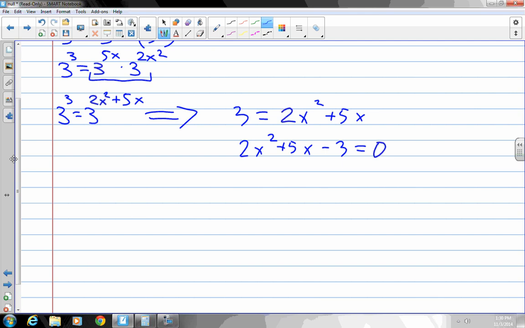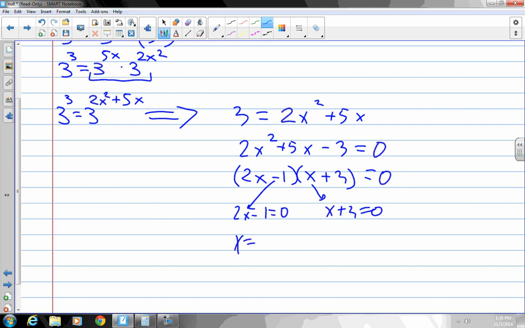I can factor that, I think. We can just guess. Has to be 2x and x. And to get positive 5 and a negative 3, make it minus 1 and then plus 3, so you get 6x minus x, 5x. So factors into that. Or use the quadratic formula. Whatever way you solve the quadratic equation, it's up to you. We'll set each factor to 0. So x is 1/2, x is negative 3.